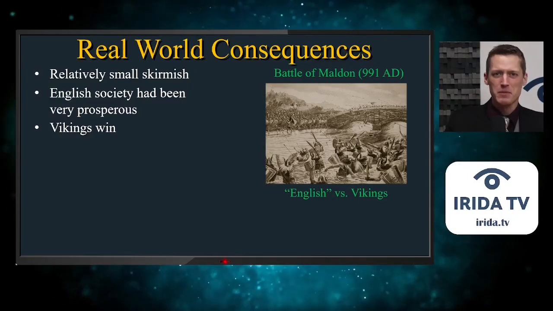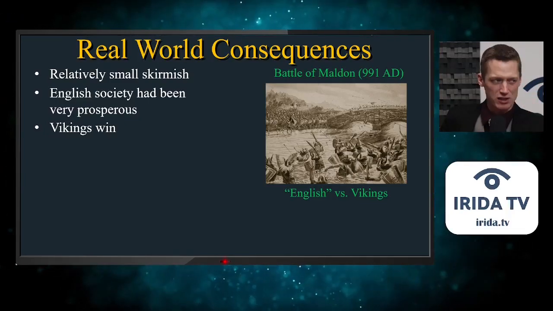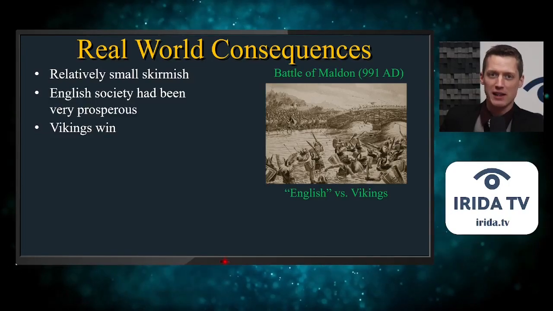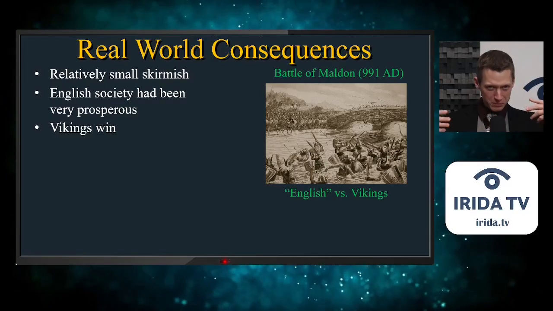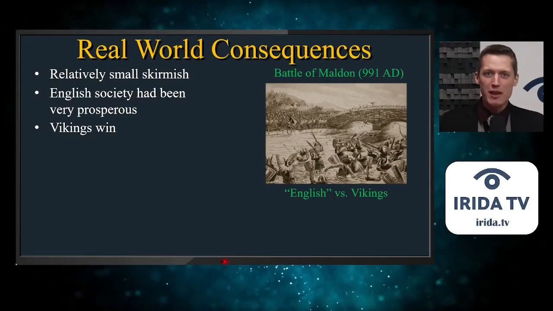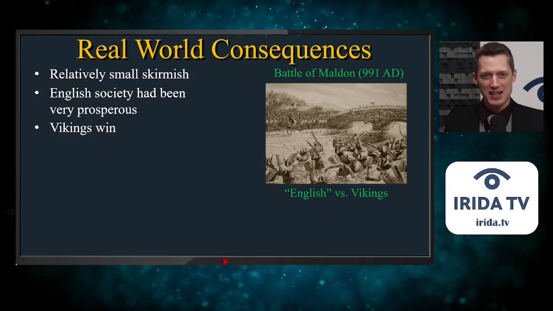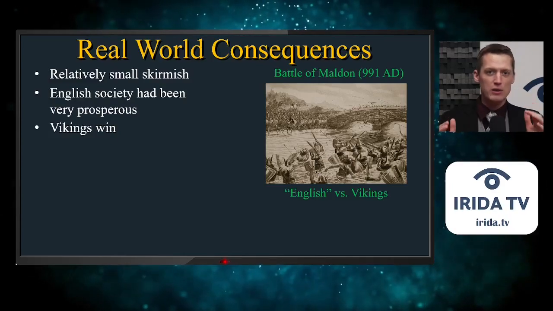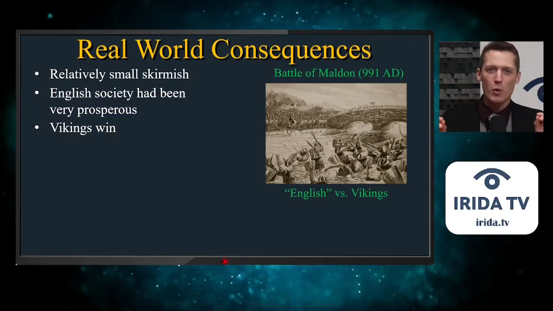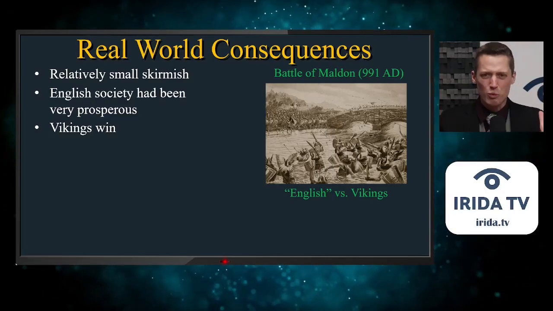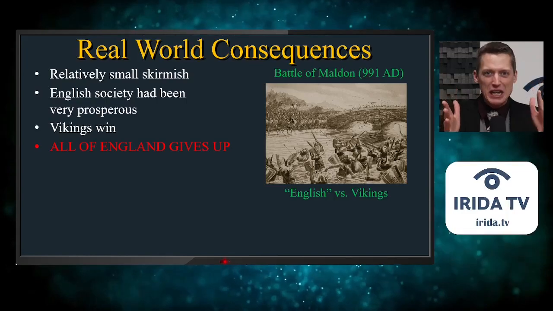And the reasoning was, while English society had been very prosperous and at some level had been successfully defending itself against these Viking attacks, the whole clergy had been explaining the reason why, and the entire society had been accepting the reason why, was that God was on England's side. The reason that England was being prosperous and the reason that England was winning is because God is on your side. This is the way that God wants it to be. So when the Vikings win this relatively small skirmish, all of England gives up.